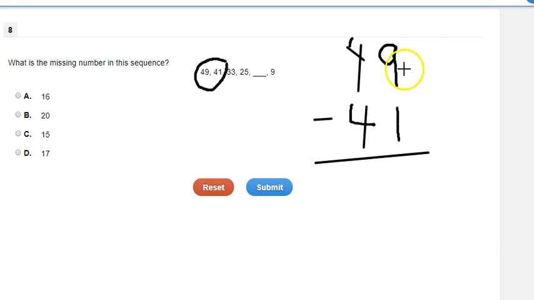And then 9 minus 1 is 8. And 4 minus 4 is 0. So it is subtracting 8 every single time. So 49 minus 8 is 41. 41 minus 8 is 33. 33 minus 8 is 25. So we have to find out 25 minus 8.